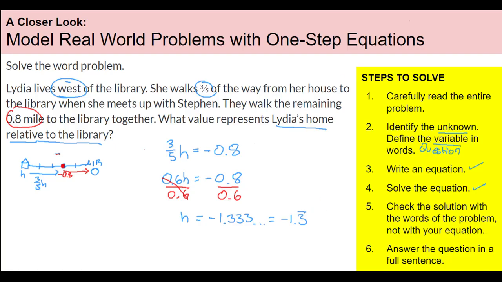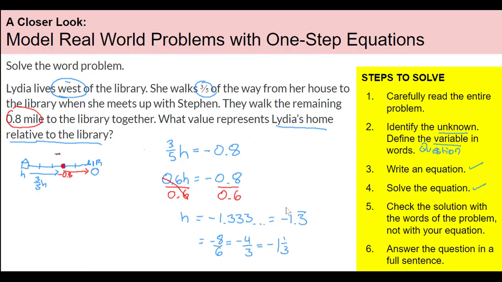And to change this to a fraction, I could say negative 0.8 over negative 0.6. This is like saying 8 over 6, or negative 8 over 6. And then I can simplify that fraction to negative 4/3. We don't like it like that though, right? Negative 1 1/3.